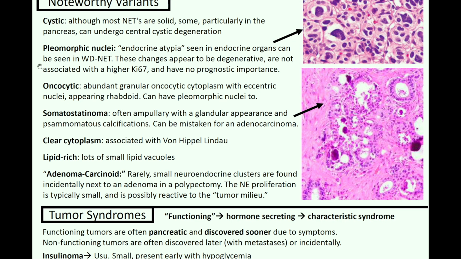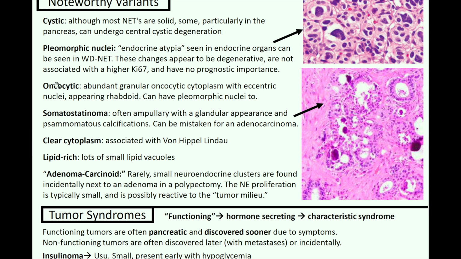So some noteworthy variants to be aware of are cystic. Although most neuroendocrine tumors are solid, some, particularly in the pancreas, can undergo central cystic degeneration. You can have pleomorphic nuclei or endocrine atypia seen in endocrine organs, and this can be seen in well-differentiated neuroendocrine tumors. These changes appear to be degenerative and are not associated with a higher Ki67, and they have no prognostic importance.